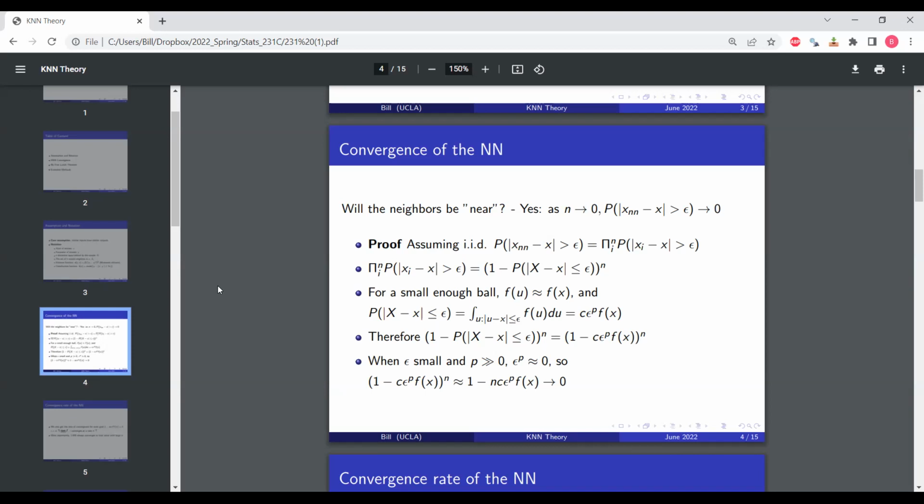So our formal definition is: as n approaches infinity, the probability of the distance between the nearest neighbor and the point of interest being greater than a set epsilon value is 0. So here we're saying that as n approaches infinity, the probability that the nearest neighbor diverges from x is 0, so it converges.